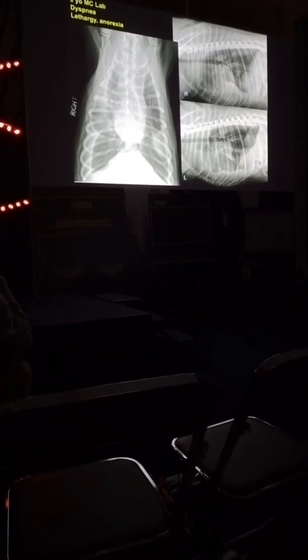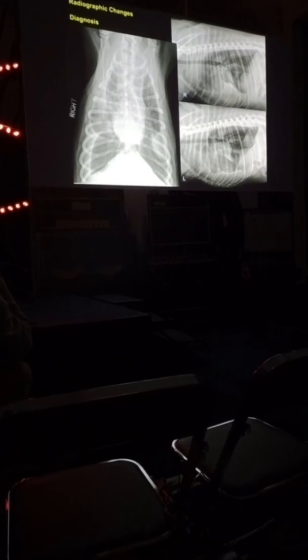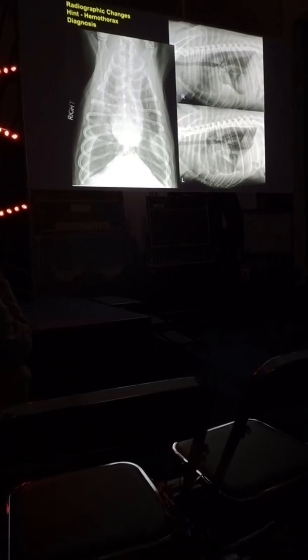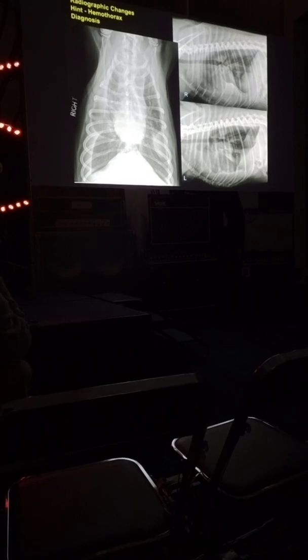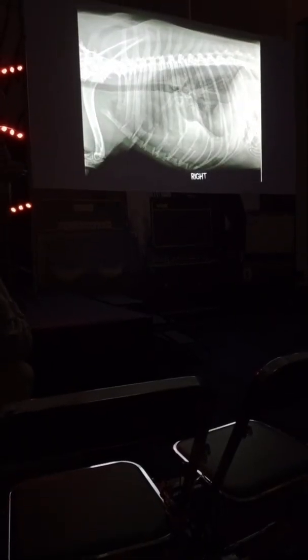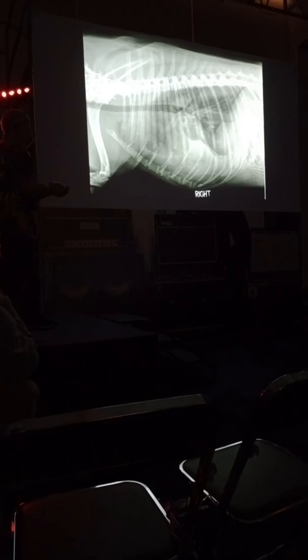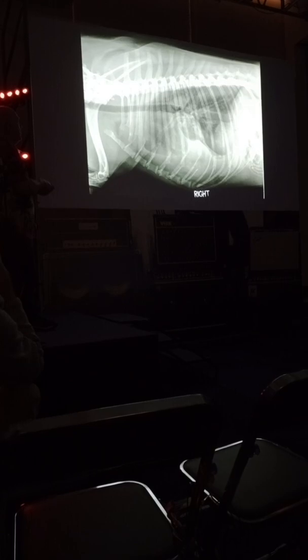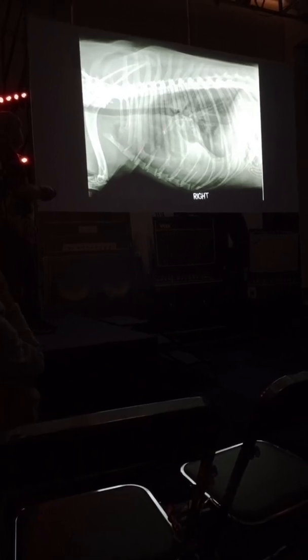Why don't we do this? What if I told you this animal had a hemothorax? We tapped it and it was blood. Right. Here's the right lateral. Here's that area that we saw. Anything else about this area bother you? Remember I said, look at the chest wall. Look at the ribs.